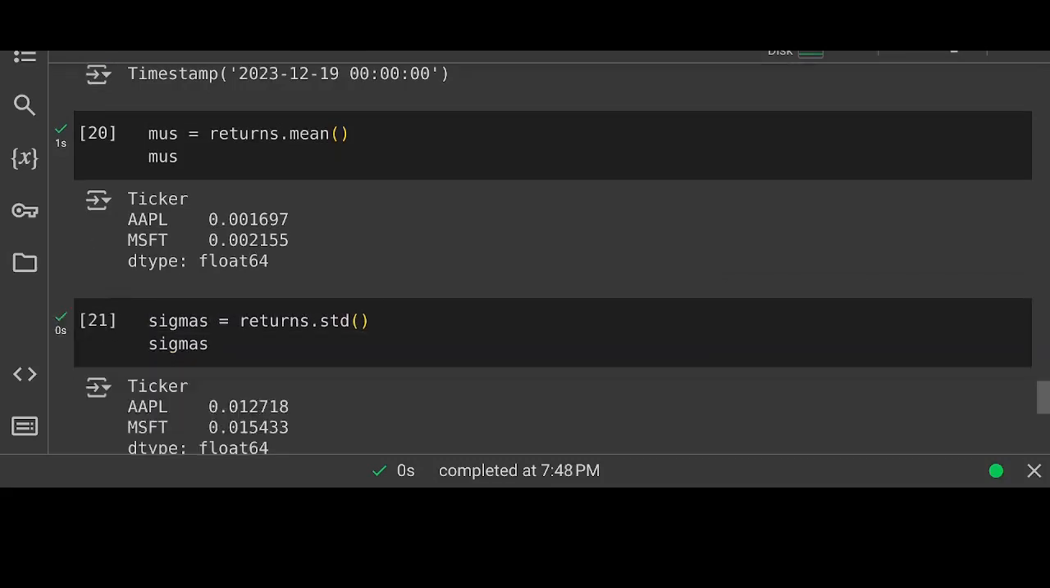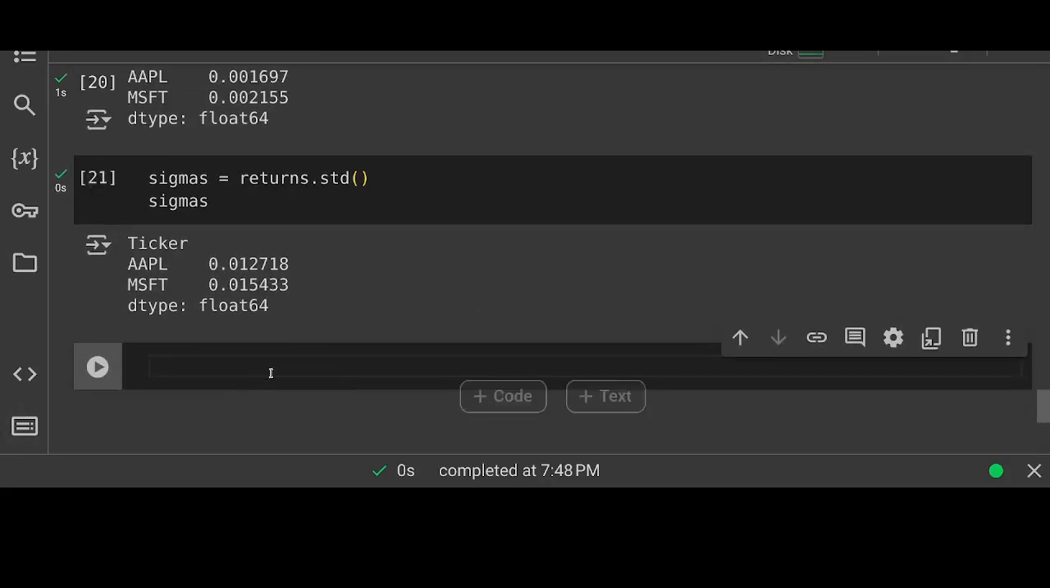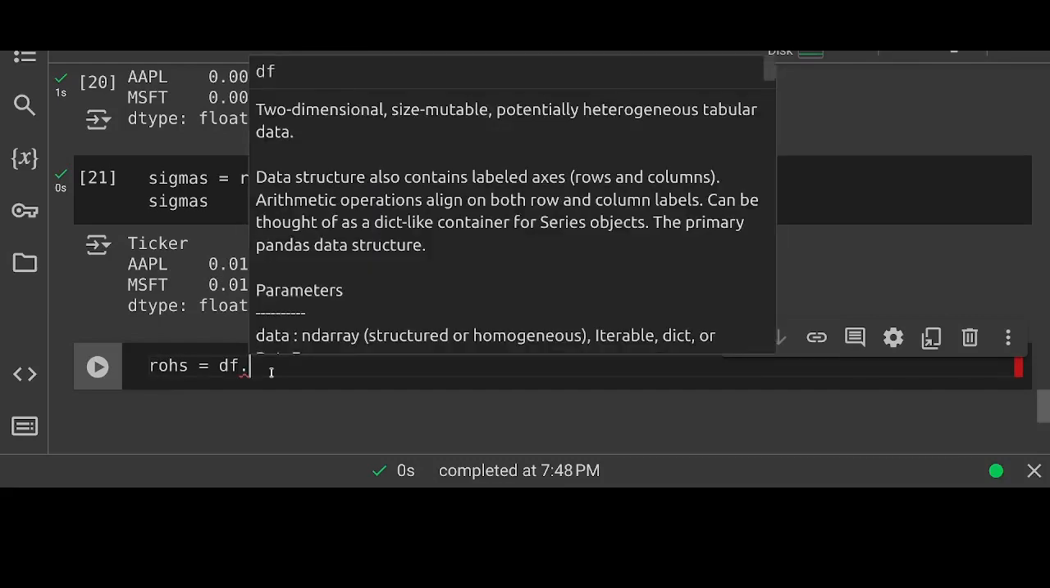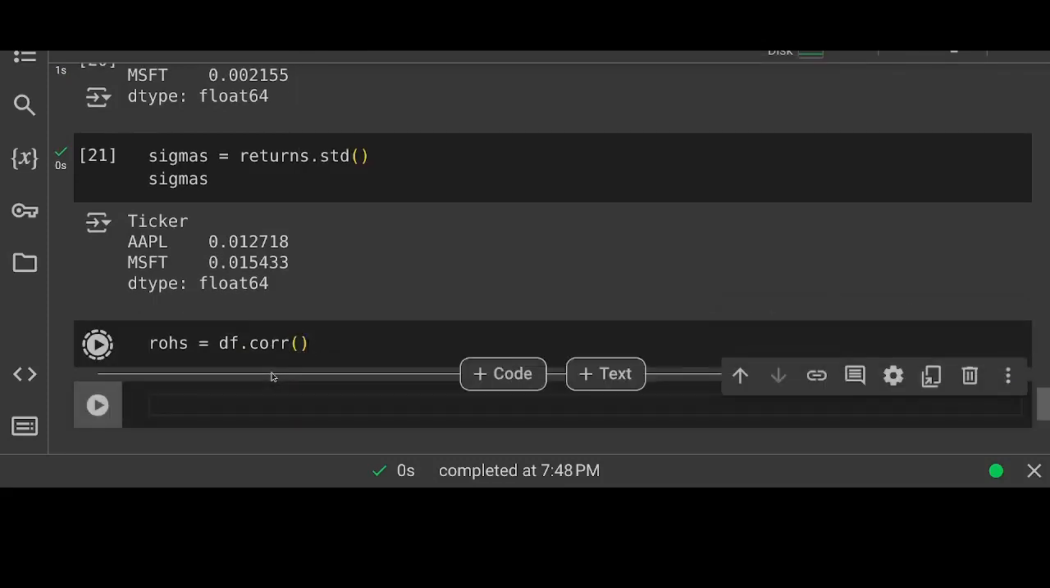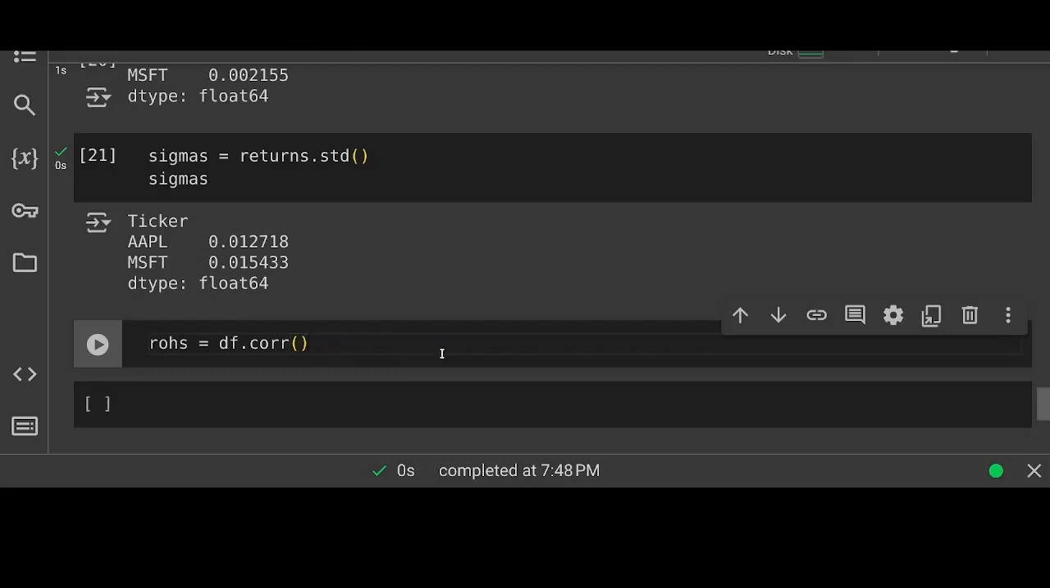So the sigmas, that means the volatility for Apple and Microsoft. Then the correlation, rhos. So the correlation matrix is given by this one. This is the correlation of the close price, by the way.